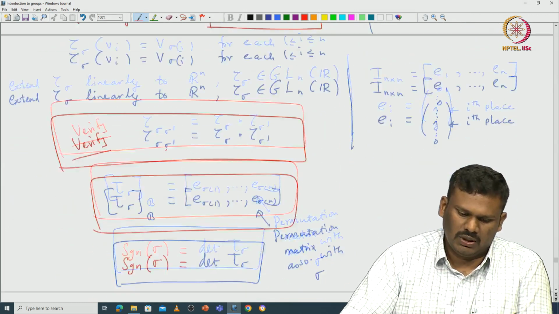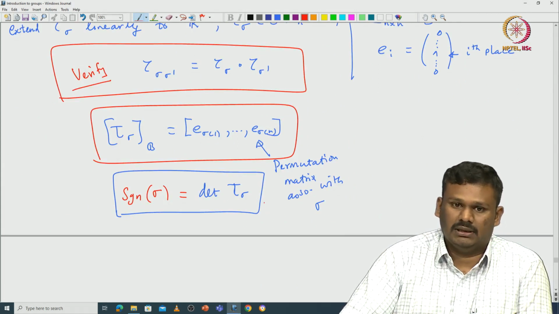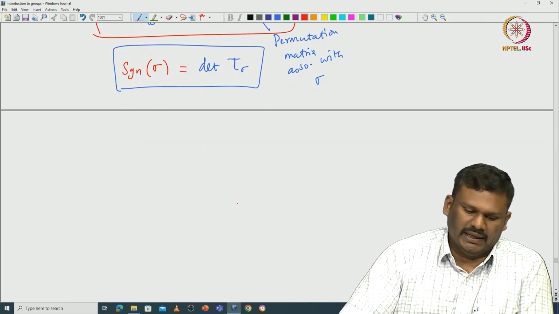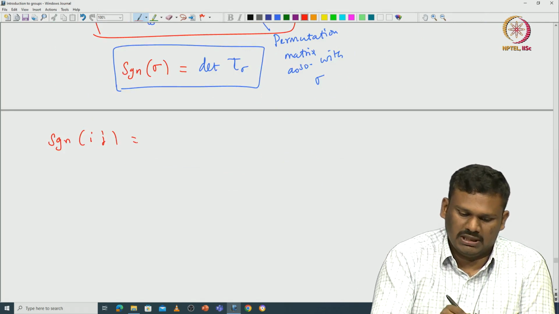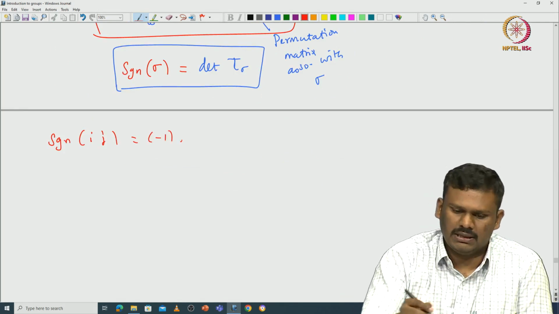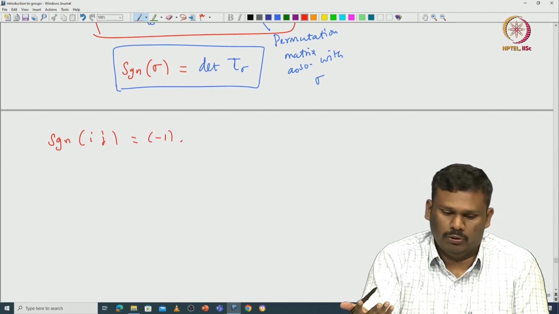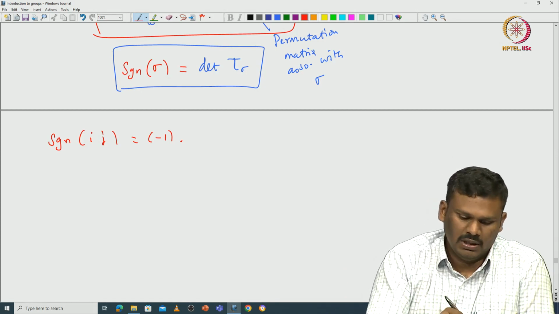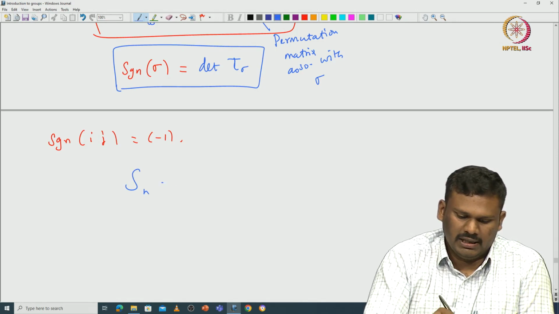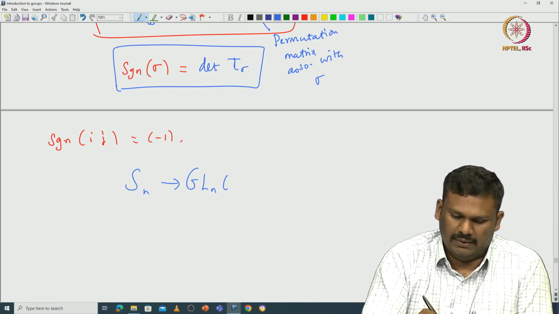Now, using this one can define the sign of sigma as nothing but the determinant of tau sigma. Then we also verified that the sign of any transposition is nothing but -1, and sign is indeed a group homomorphism because it is a composition of two group homomorphisms, one is tau and the other is the determinant. Both are group homomorphisms, and the composition of group homomorphisms is again a group homomorphism. So, basically the map is defined from S_n to GL_n(R). This is the map tau.